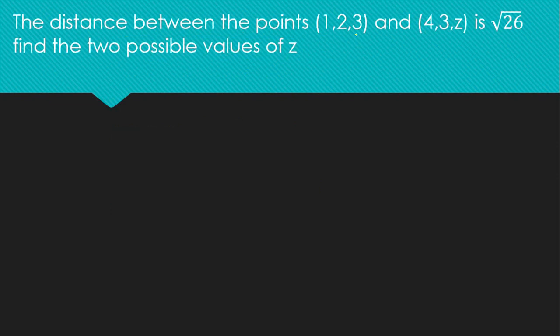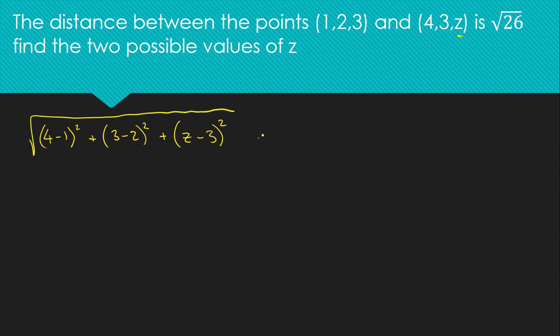Now the distance between the points here, where we've got 1, 2, 3 and 4, 3, z, is root 26. Find the possible values of z. So first we've got 4 take away 1 all squared is our change in x squared, and then we've got plus 3 take away 2. If you mix the order up around with those, it doesn't really matter too much. Plus z take away 3, all squared. And when we root that, we're going to get the exact same thing as root of 26.